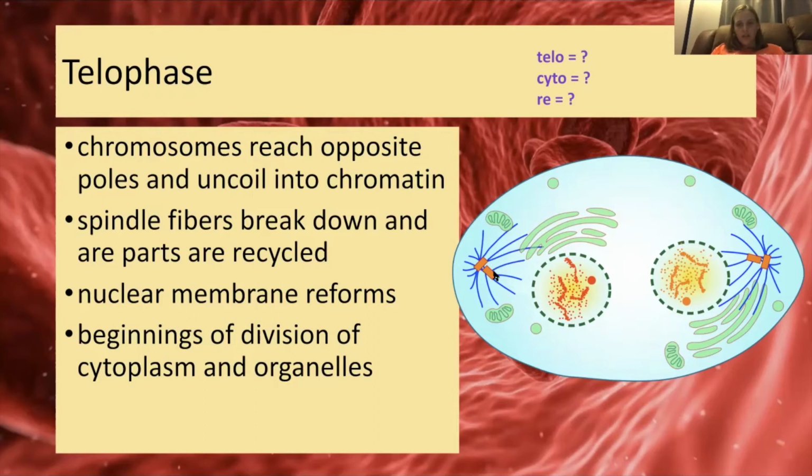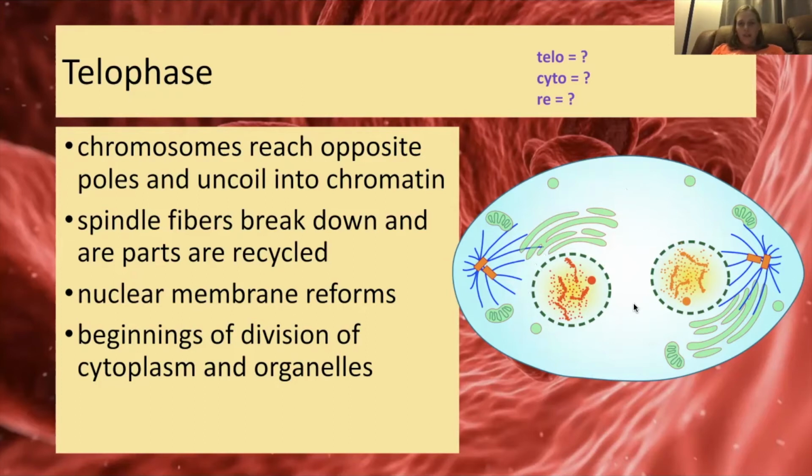These spindle fibers, which were made in prophase, are going to break back down, and their parts are going to be recycled and used for other things. The nuclear membrane, which broke down in prophase, is going to reform here in telophase around each of these new nuclei. And we're going to have the beginnings of division between the cytoplasm and the organelles going into opposite cells.